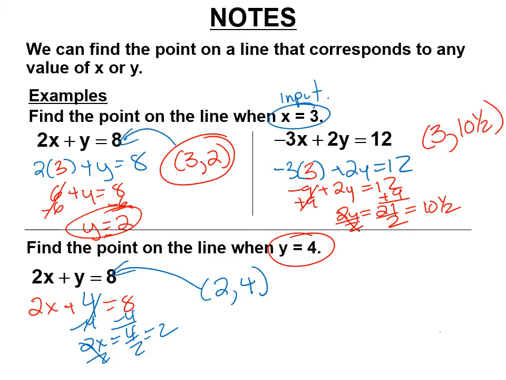(3, 2) is also on that same line because these were the same function. We had a different function there. Okay.